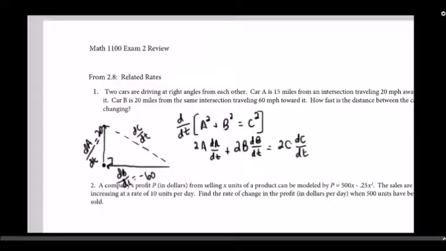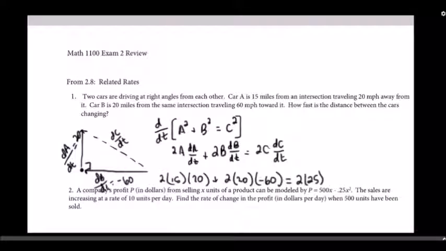So now we have all the values of the variables. 2 times A, which is 15, times dA/dt, which is 20, plus 2 times B, which is 20, times dB/dt, which is negative 60, equals 2 times 25 times dC/dt.